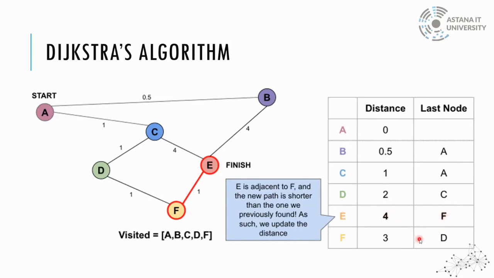Some of you may ask, okay, we have that last node, but how do we find the path? Starting from the last node, we know that E is the finishing point. Its predecessor is F. F's predecessor is D. D's predecessor is C. The predecessor of C is A. So we see the path: A, C, D, F, and then E.